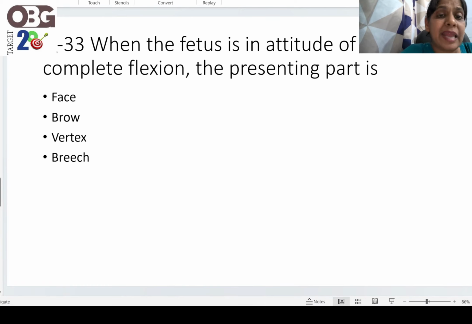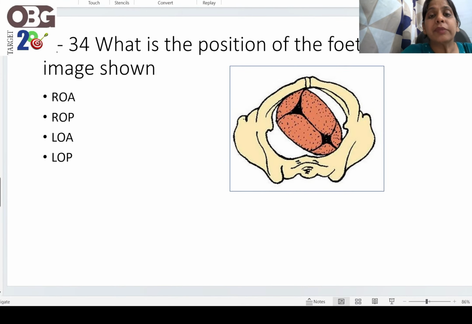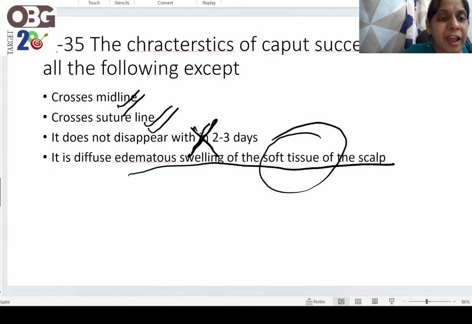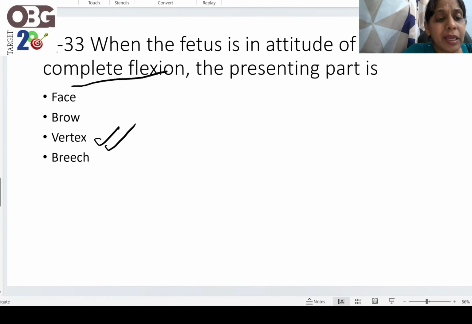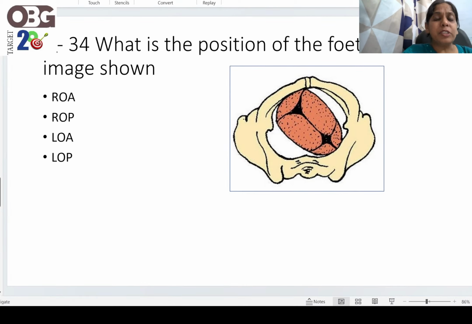When the fetus is in attitude of complete flexion, the presenting part is the vertex. Okay? What is the position of the fetus in the image shown? Yes, Dr. Kavita, it is cephalohematoma. It is cephalohematoma, जो swelling नहीं cross करती, that is cephalohematoma. Okay? चलिए नेक्स्ट है, व्हाट इज द पोजीशन ऑफ द फीटस इन द इमेज शोन हेयर.